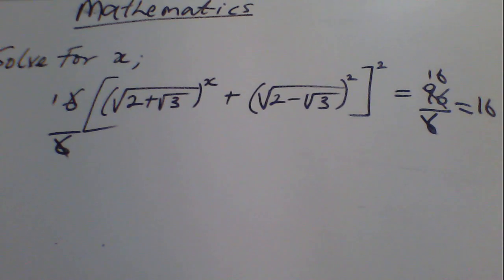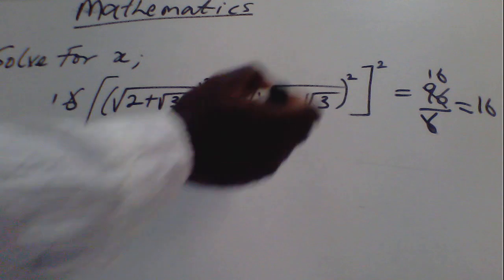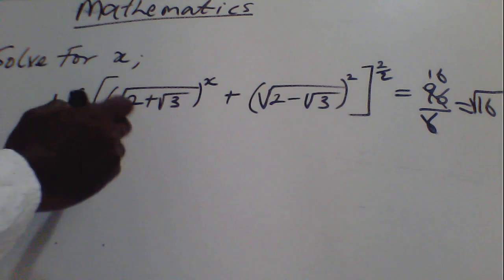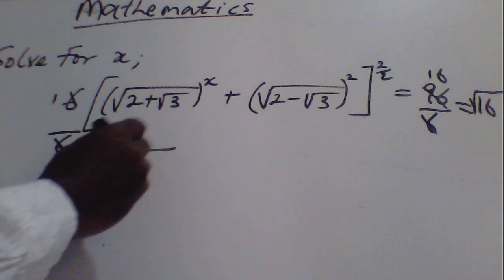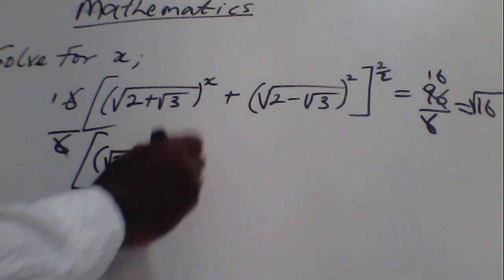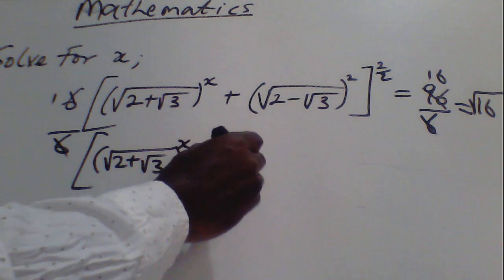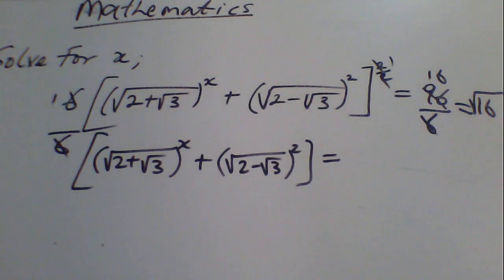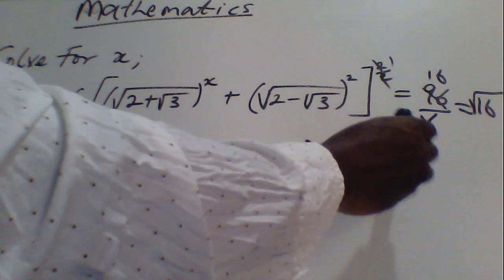The next thing you have to do, since there is a square here, is to find the square root of the equation, which means dividing the power by 2 when you are finding the square root of the equation. So once we have done that, we arrive at the square root of 2 plus the square root of 3, all raised to power x, times the square root of 2 minus the square root of 3, raised to power 2. The 2 will cancel out to give us 1. In this case, the square root of 16 is 4, and it equals 2 raised to power 2.